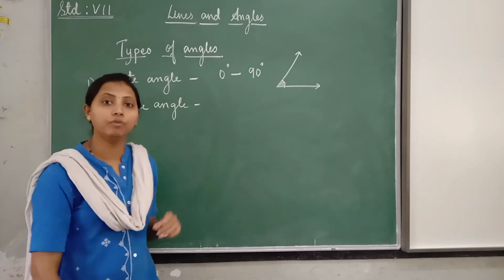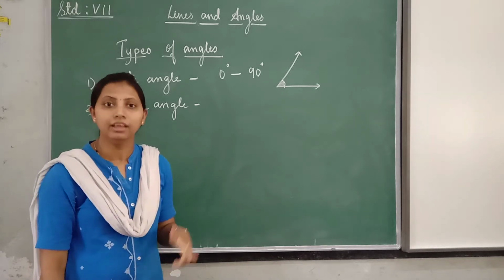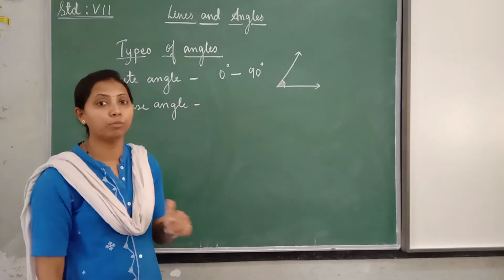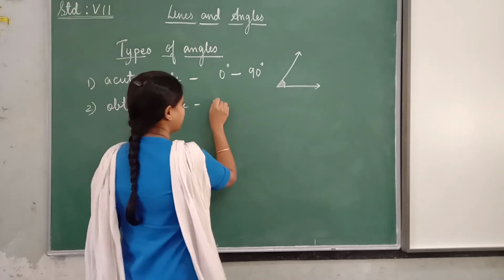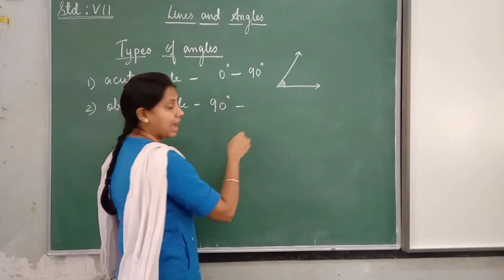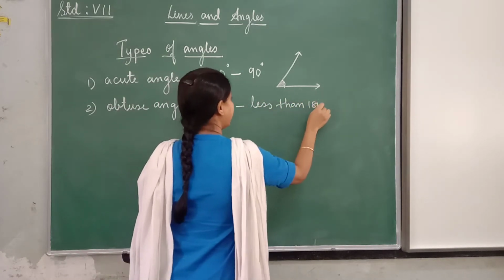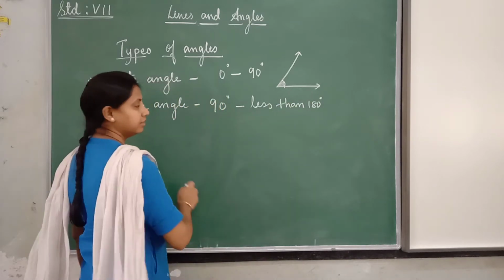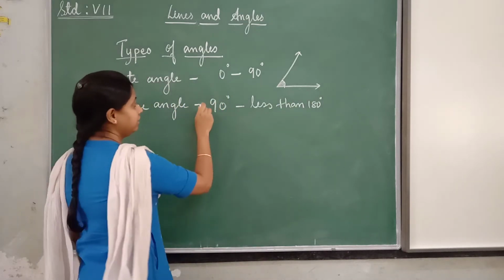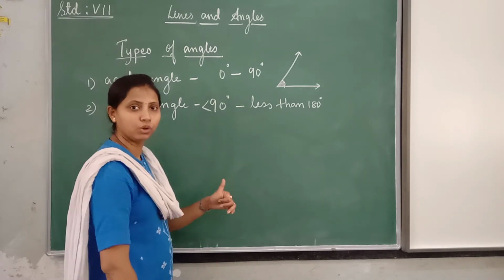When the measurement of an angle is more than 90 degree and less than 180 degree, then that angle is said to be obtuse angle. Okay children, so the measurement of an obtuse angle is more than 90 degree and less than 180 degree. That is called as obtuse angle.